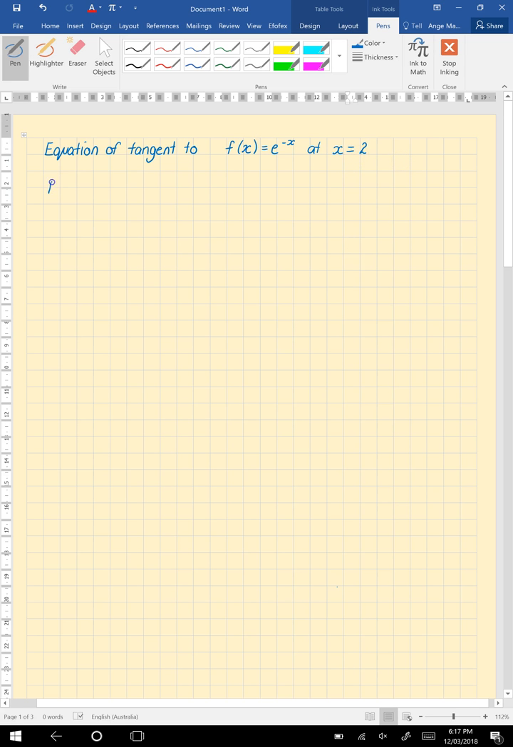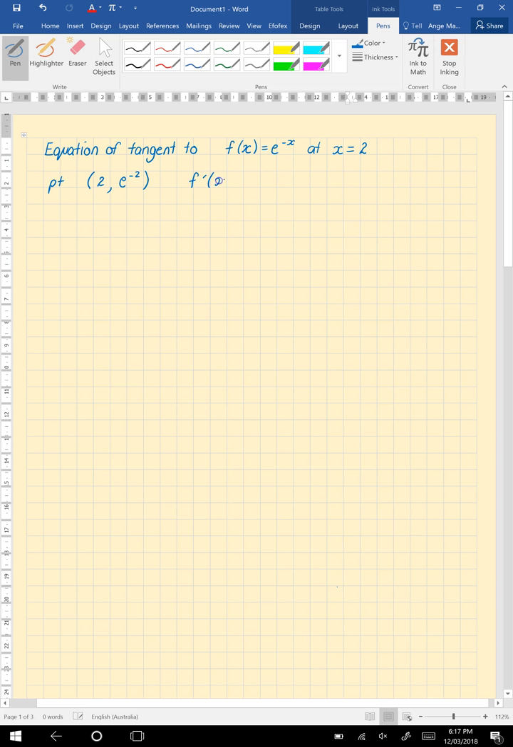So to get the y value, it's a simple case of substituting into here. So our x value is 2. When I put 2 in here, I get e to the minus 2. So we've got our point. The slope, as we said before, is going to come from the derivative.